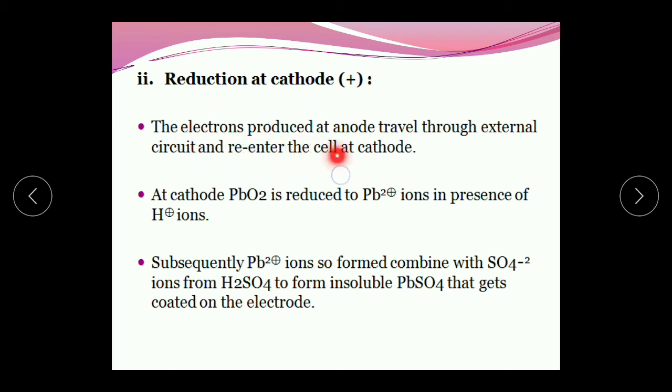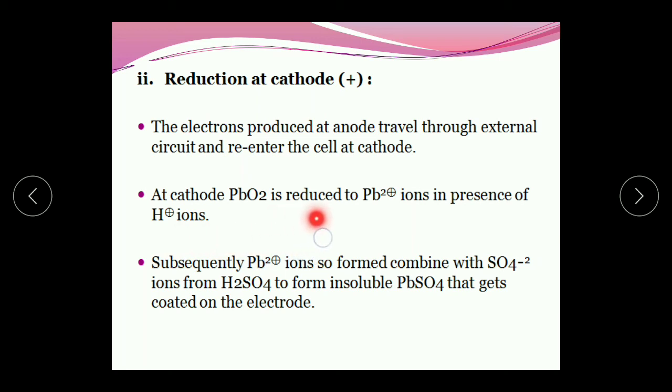The electrons produced at the anode travel through the external circuit and re-enter the cell at the cathode. So the process is the same as in a galvanic cell: at the anode the electrons are removed, they travel through the external circuit towards the cathode where they are accepted and discharged. So at the cathode, what is there? There is lead dioxide that gets reduced to Pb plus 2 ions in the presence of H plus ions of H2SO4.